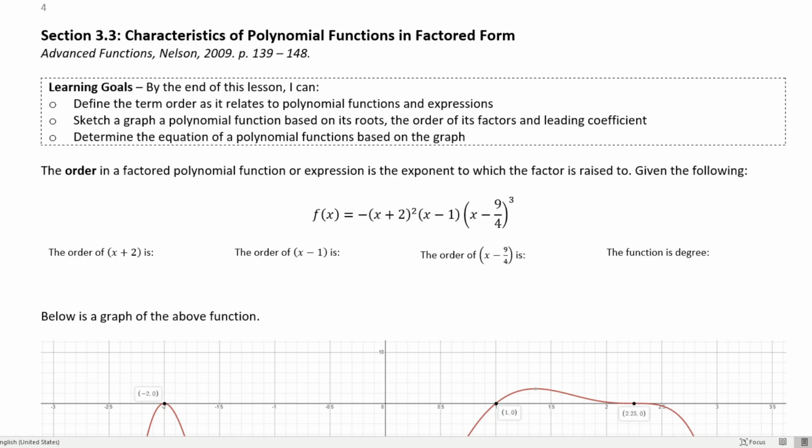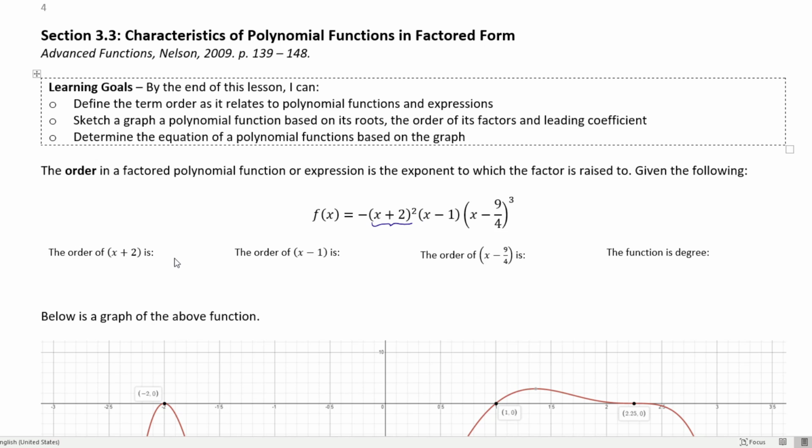The order in a factored polynomial function or expression is the exponent to which the factor is raised. So if you're given the following, f of x is equal to negative (x plus 2) squared, times (x minus 1), times (x minus 9 over 4) cubed, we can look at the order of each of those factors. We'll start with the order of the first factor. The order of a factor is the exponent to which it is raised.